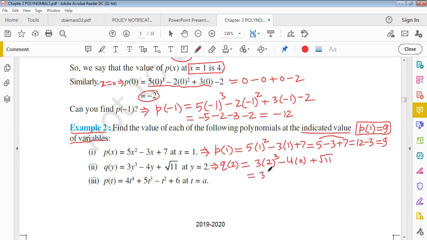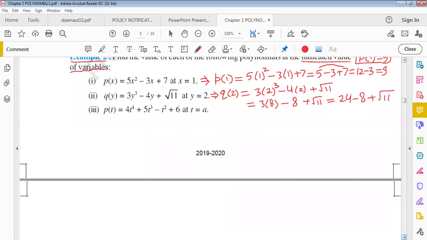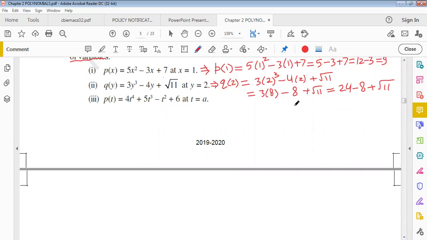Simplify this. 3 into cube of 2 is 8, minus 4 into 2 is 8, and plus under root of 11. Then 8 times 3, we multiply, it is 24 minus 8 plus under root 11. Now subtract this. 24 minus 8 is 16. That is finally we are getting the value of q of 2 is equal to 16 plus root 11.